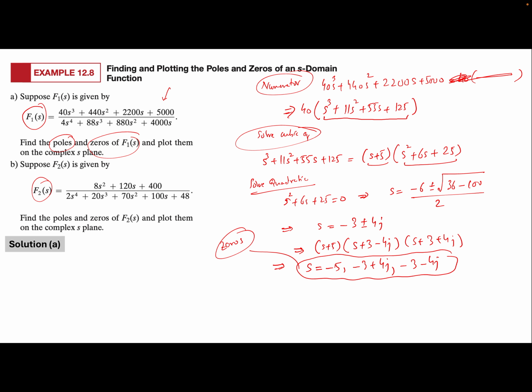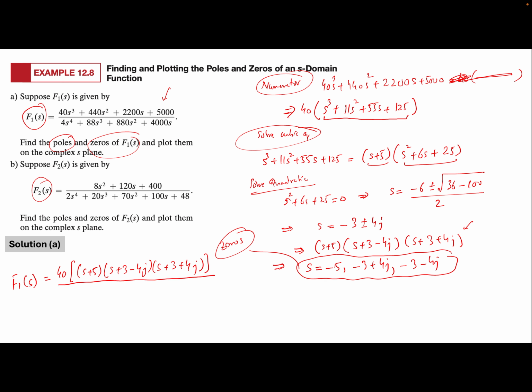But let me compile the new function as well. I can write the top function as 40 times (s plus 5) times (s plus 3 minus 4j) times (s plus 3 plus 4j). Sorry, s is going to be plus 3 in both. So this is the numerator.